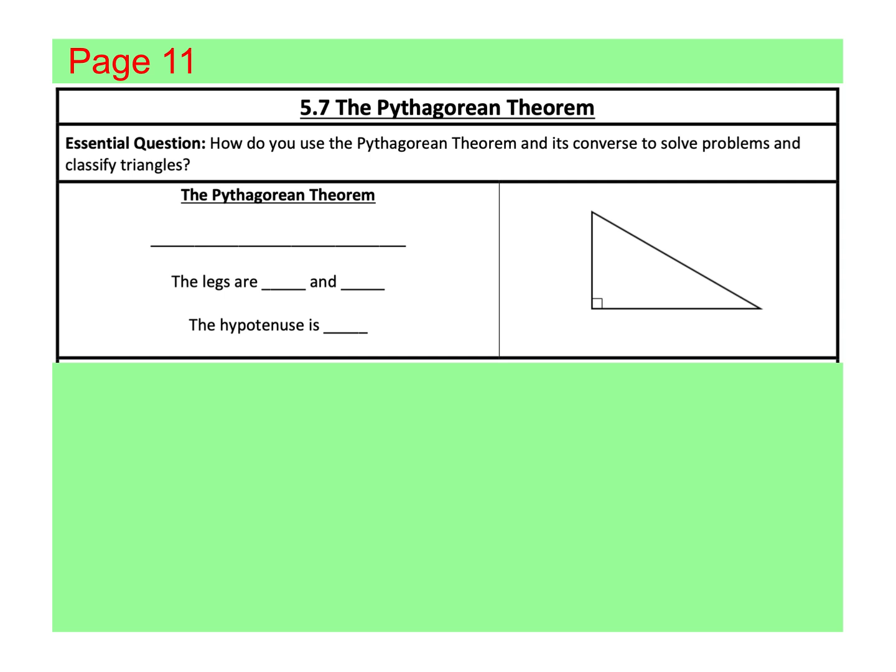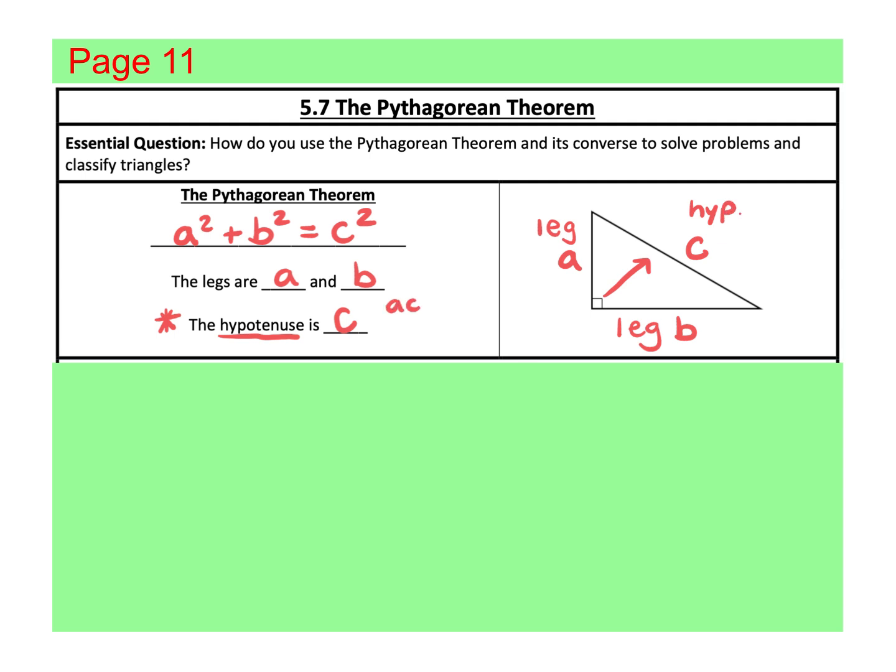The Pythagorean Theorem is a squared plus b squared equals c squared, where the legs are the a and the b, and the legs are the two sides that form the 90-degree angle. It doesn't matter which leg is a and which leg is b, you can pick. The one that you need to make sure that you get in the right spot is the hypotenuse. And the hypotenuse is the c in the formula, and that's always going to be directly opposite the 90-degree angle, or across from the 90-degree angle.